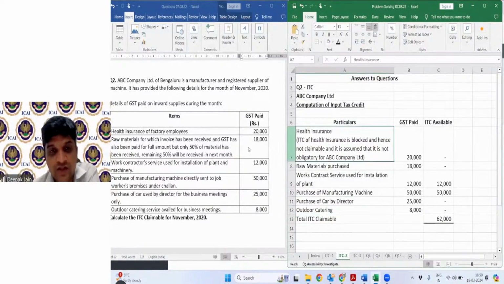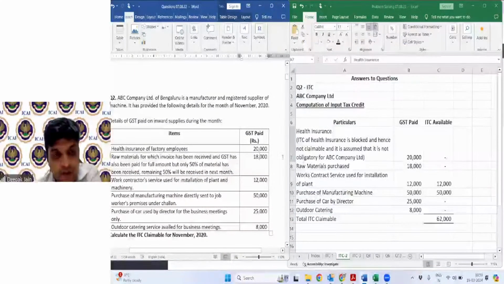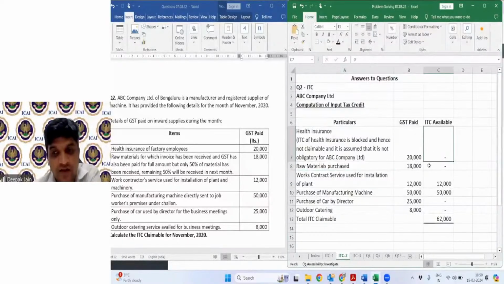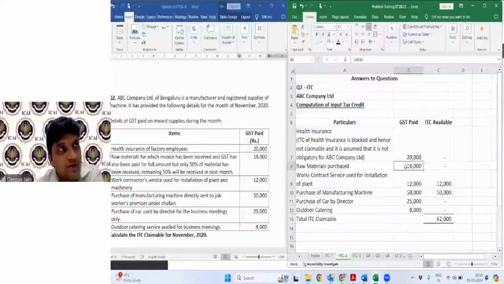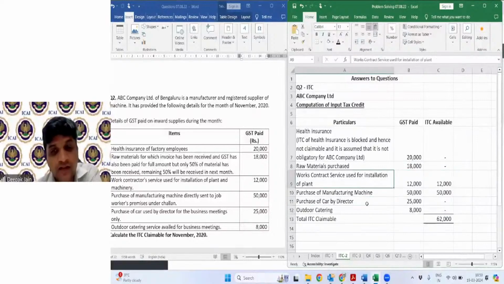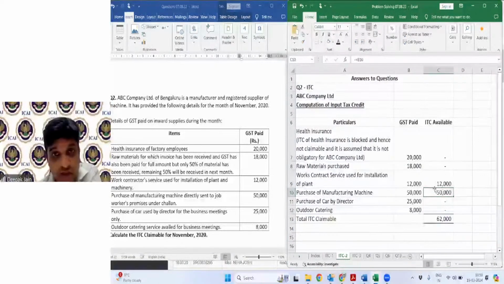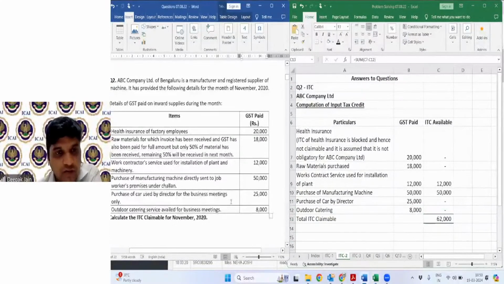In the second question, the important point to be noted is that on health insurance for factory employees, we are not claiming the ITC. Then raw material purchases also we are not claiming because the complete lot is not received. Even though we have paid the GST and got the invoice, receipt of goods is an important condition. So if you receive the goods, only then you claim it. Works contract services, we are claiming, and purchase of manufacturing machinery, even though it's a capital asset, ITC is fully available. But for the car, we cannot claim it, and outdoor catering is restricted, so we can't claim it. Now moving to question number 3.